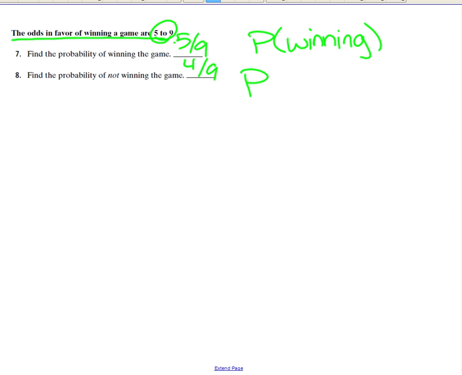So when we talk about the opposite of something in probability, you don't put something different. You just put the probability of it not happening. Scratch it out and just put not winning, to show you that there were different ideas. Next question.